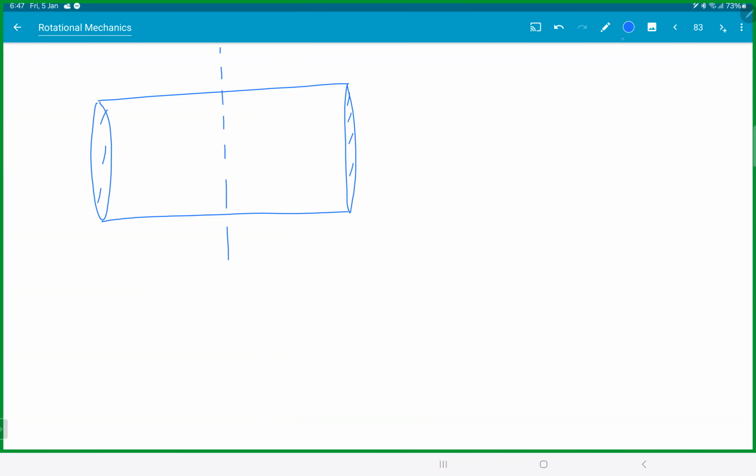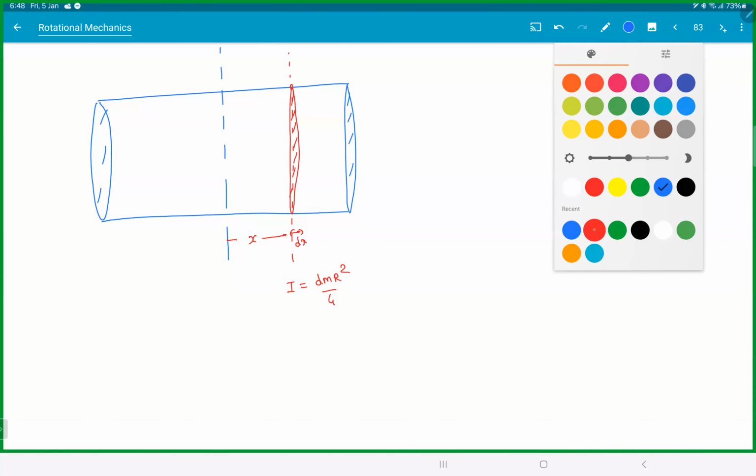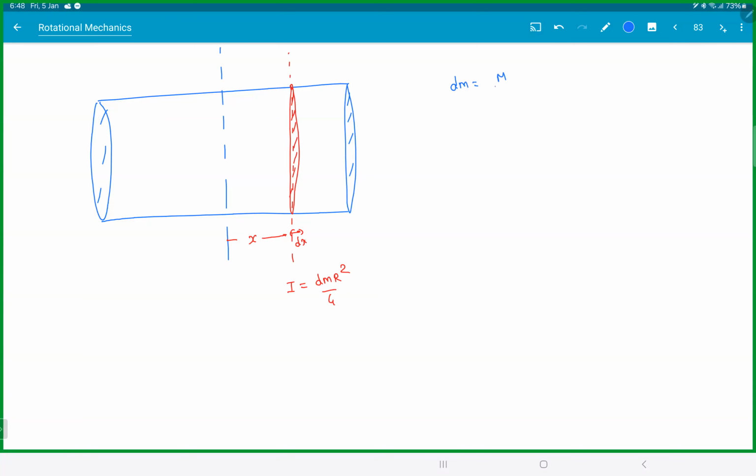This is the axis. At a distance x, take a thin disk of width dx. About this axis, the moment of inertia will be dm r square by 4, isn't it? Moment of inertia parallel to the axis passing through this. So dm will be total mass by total length into dx. So this is I of the disk about the central axis.